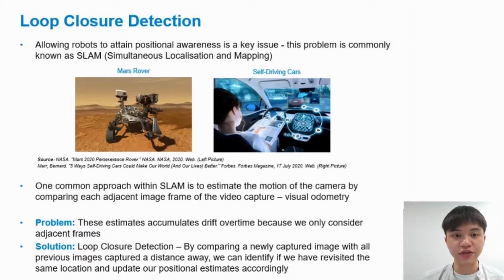What we do with this video is we just compare adjacent images within this video and try to estimate the motion of the camera. But the problem with these estimates is that they accumulate drift over time because we are only considering adjacent images within the video itself.